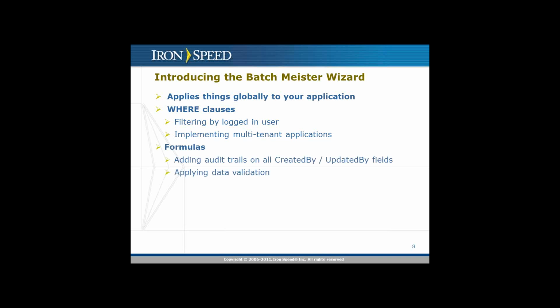Or say that you want to implement an audit trail. So you want to go through, and every table that's got a created by or an updated by field, you want to apply a formula to set up an initial value. So for example, you want to initialize it to the formula equal logged in user, or in the case of a created on or updated on, equal now, meaning current date stamp. And so the Batchmeister wizard will go through all of your tables at the data access layer, identify all of the created on, created by, updated by fields, and apply that particular formula that you've established.